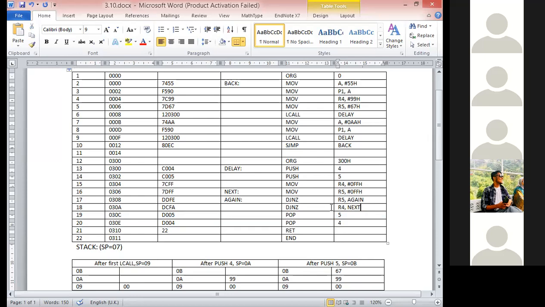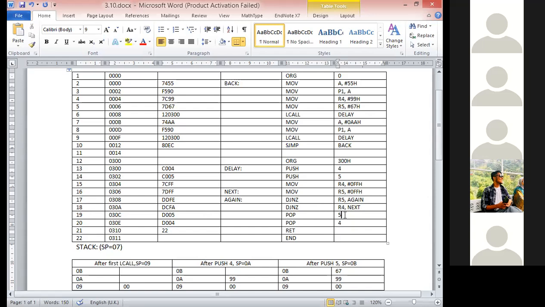That is line number 18. And how long will you be in 18? You will be in 18 as long as R4 does not become 0. Only when R4 becomes 0, you come to line number 19. So what was the condition of coming to line number 18? The condition of coming to line number 18 was that R5 has to be 0. What is the condition of coming to line number 19? The condition of coming to line number 19 is R4 has to be 0. That means when you are in line number 19, the values of both R5 and R4 are 0. Did you understand now?